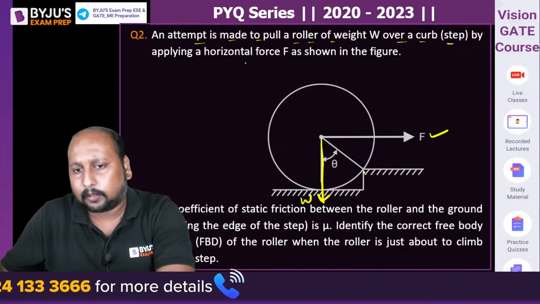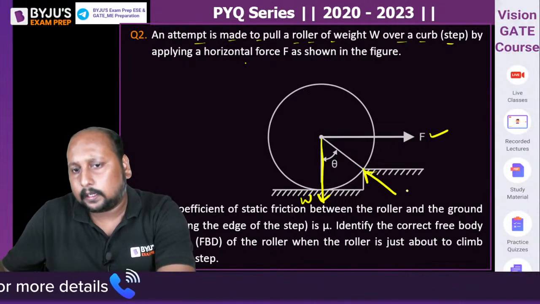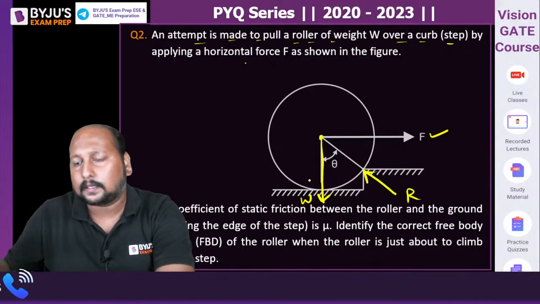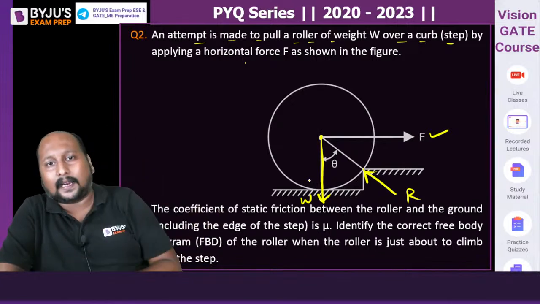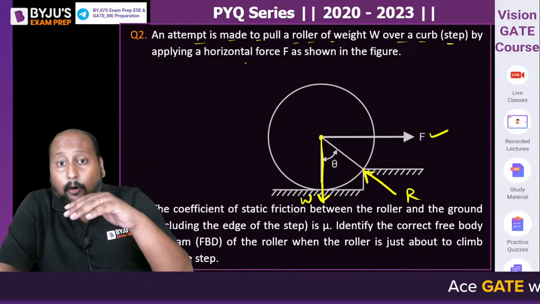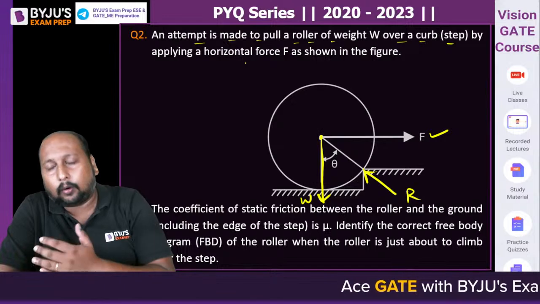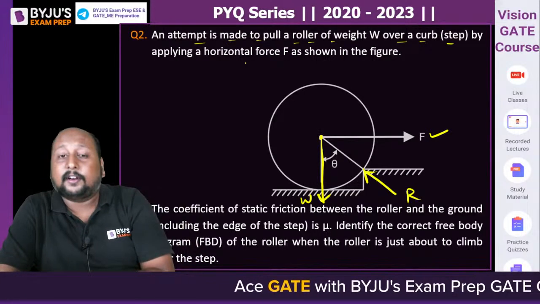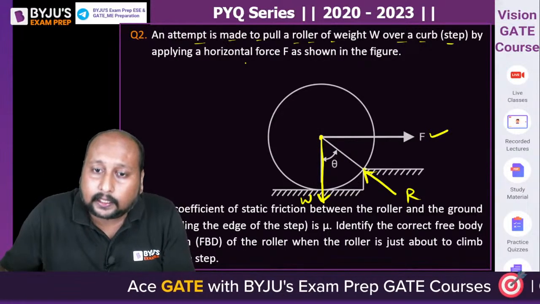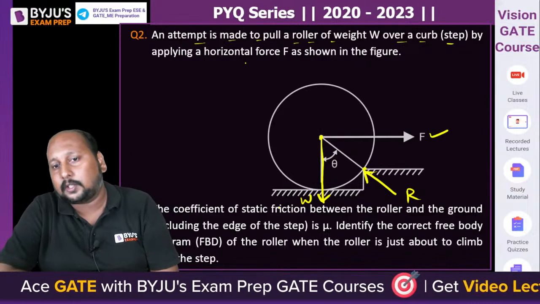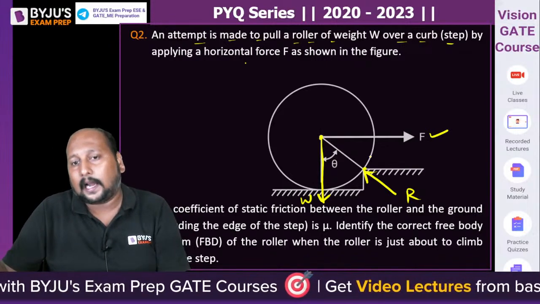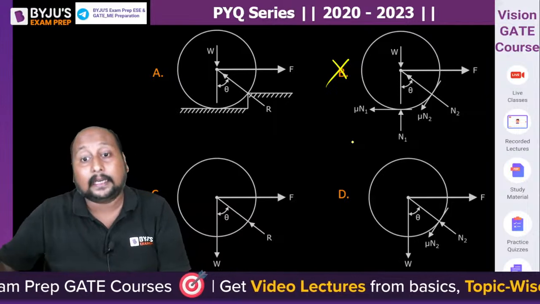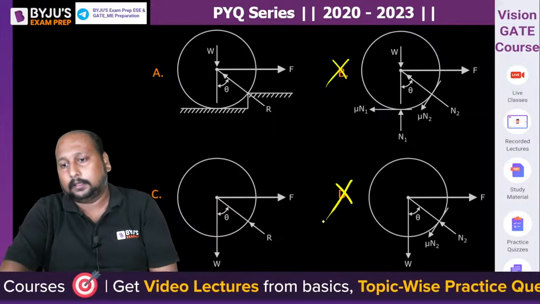We'll have the weight of the body, and one normal reaction, and that will be passing through this point. There will be a total of 3 forces acting, right? And the body is about to topple, so the friction at this point won't be present, because if the friction is present, then we'll have an unbalanced force. So definitely option D is also not possible.